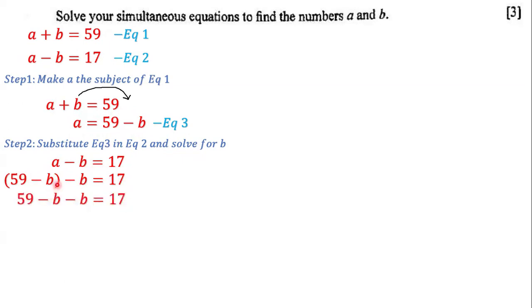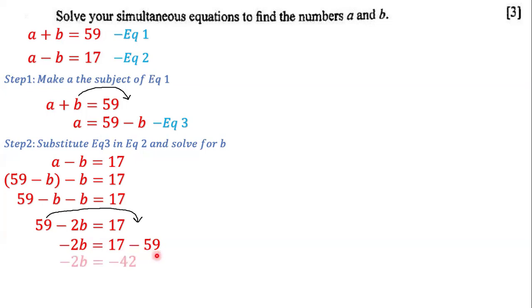Indeed, what we have when we remove the brackets is the same thing, 59 minus B, we just remove the brackets. Now we have to combine the like terms. We have minus B, and that's gonna give us negative 2B. So we have 59 minus 2B is equal to 17. And so what we're gonna do here is we're gonna take the 59, and we're gonna send it over the equal sign. And so we have negative 2B is equal to 17 minus 59. And 17 minus 59 is definitely negative 42. And so we have minus 2B is equal to negative 42.